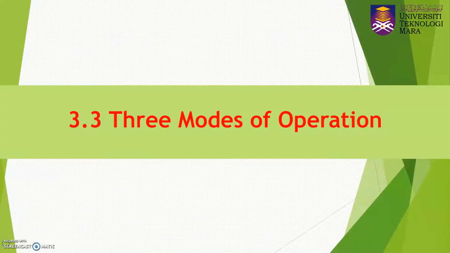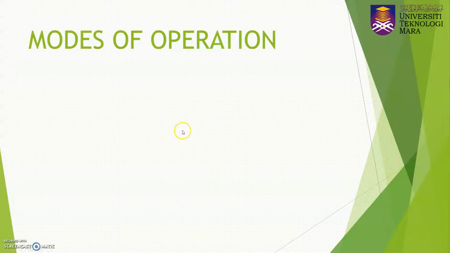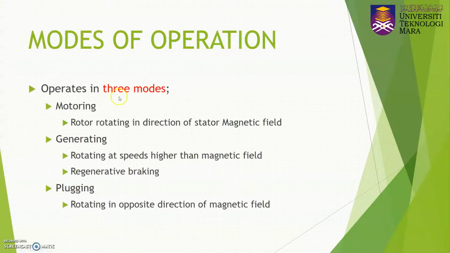Next we go to the subchapter on modes of operation of induction machines. Basically, there are three modes of operation available. Induction machines can be operated in three modes: first, motoring operation; second, generating operation; and the last one is plugging operation, which we can also call braking operation.